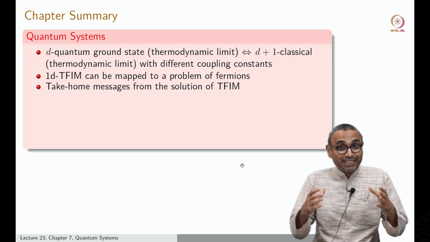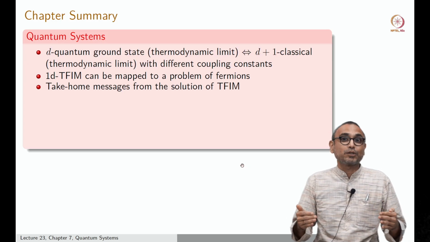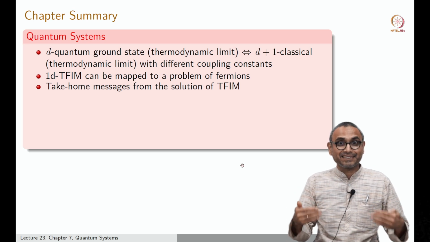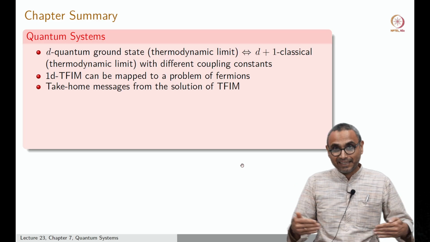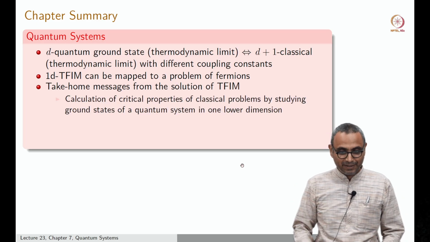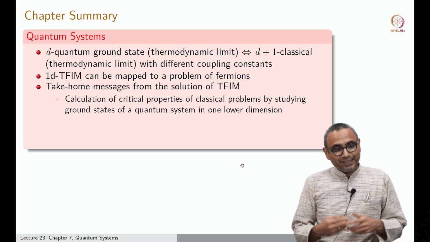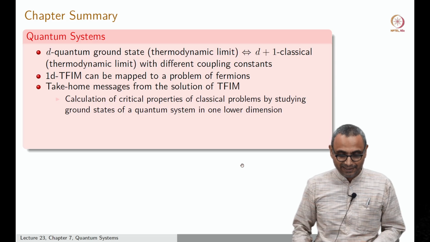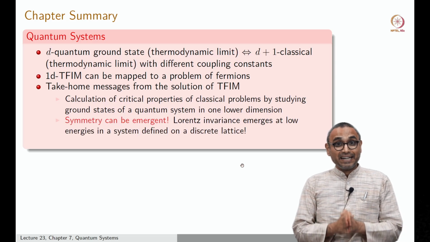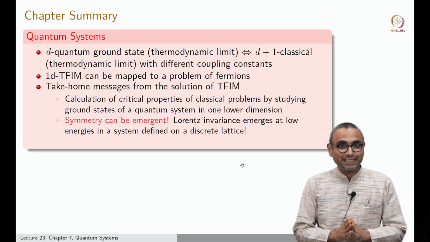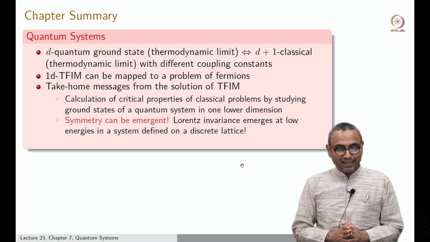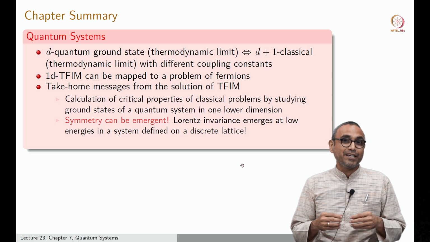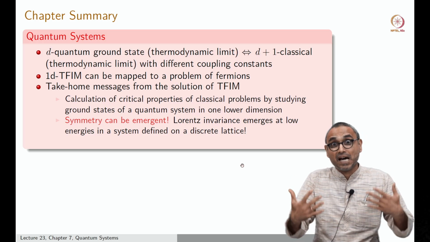So from the perspective of our pursuit of understanding phases and phase transitions, what is it that we have learnt by solving the TFIM and studying the Ising model per se? So first is of course this mapping idea that we can study ground states and extract critical exponents. And I cannot overemphasize this point. What we have seen is that at the critical point, the system has a larger symmetry.